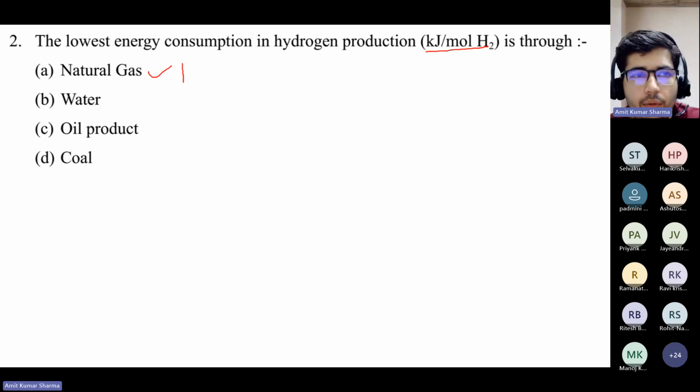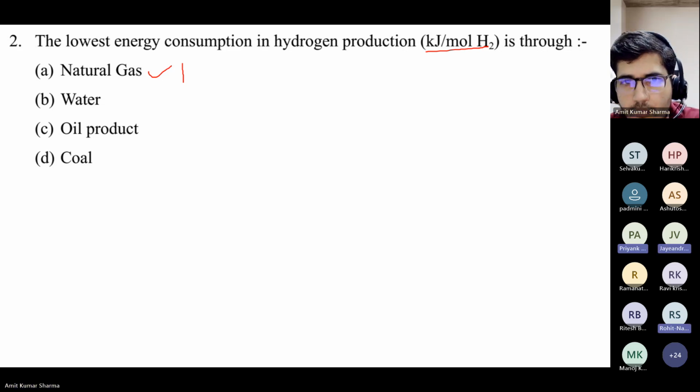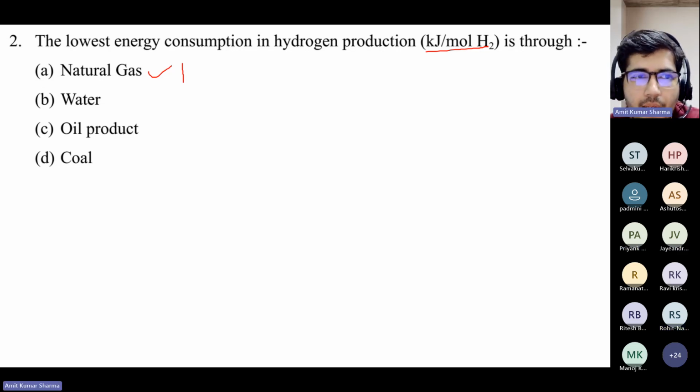Do you know how much electricity, in kilowatt hour, we need to supply for the electrolysis? 53 kilowatt hour per kg of hydrogen. Roughly 50 to 53. 53 is the nearest answer. So 53 units of electricity are required for electrolysis to produce 1 kg of hydrogen.